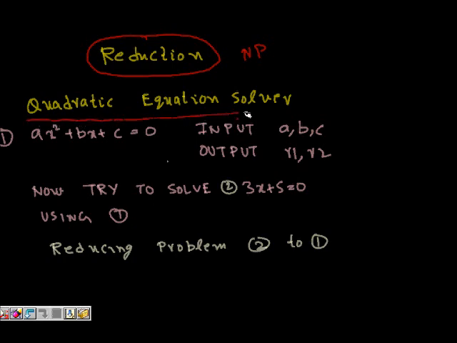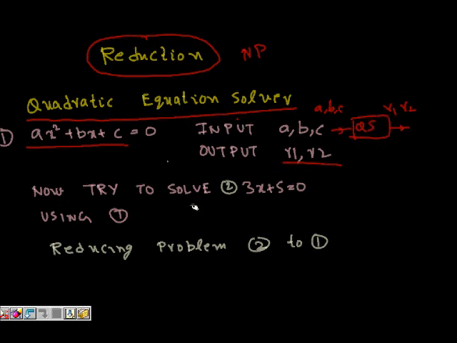We have a software which can solve quadratic equations. You know that a quadratic equation is of the form ax square plus bx plus c is equal to 0. So your inputs are basically your coefficients a, b and c for x square, x and the constant, and your output will be the two roots of this equation. So this software is already there for me. This is a black box, a quadratic solver, where you give the input a, b and c, and it will give you the output r1 and r2.